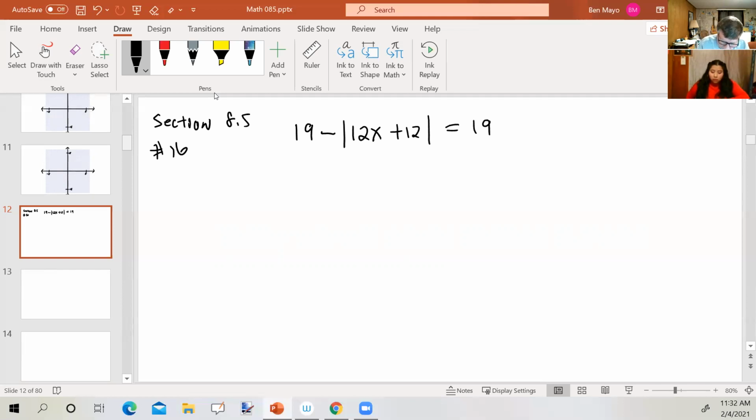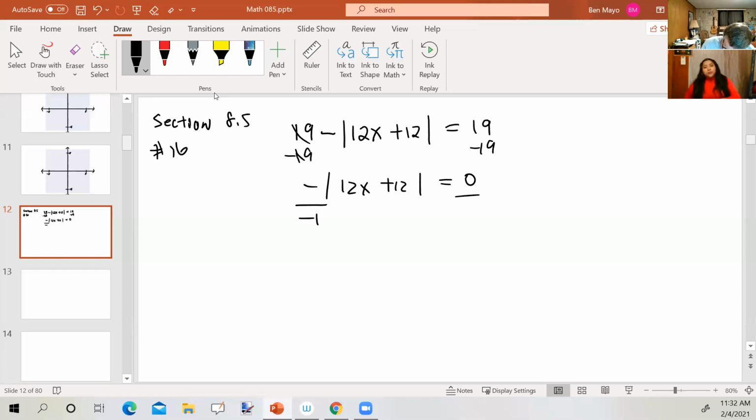So the first thing we're going to do is subtract 19 from both sides of the equation. That gives us negative the absolute value of 12x plus 12 equals 0. We still need to get rid of that negative sign. Well, that's the same thing as having negative 1 times that absolute value. So we'll divide both sides by negative 1, which gives us the absolute value of 12x plus 12 equals 0.